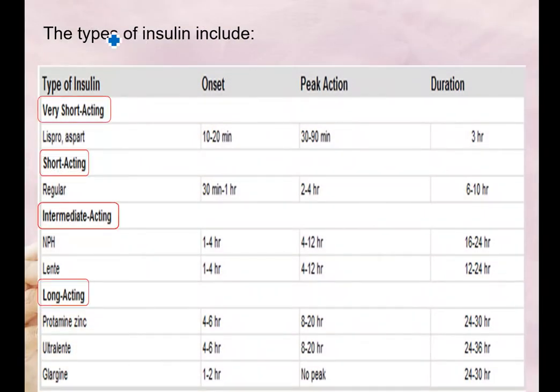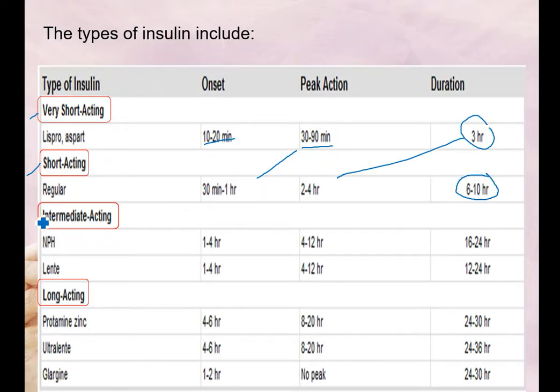This table shows the types of insulin regarding the onset of action, peak of action, and duration. Very short-acting insulin, which is lispro or aspart insulin: onset between 10 to 20 minutes, peak of action between 30 to 90 minutes, and duration 3 hours. Short-acting insulin, known as regular insulin: onset between 30 minutes to 1 hour, peak of action between 2 to 4 hours, and duration about 6 to 10 hours.